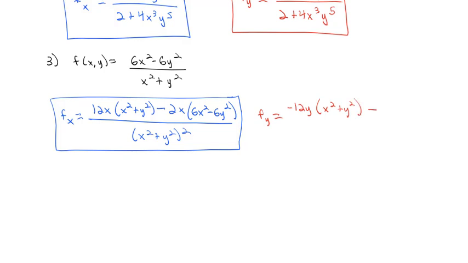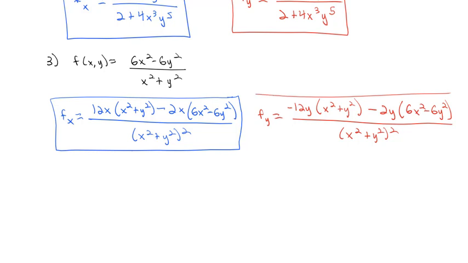minus the derivative of the bottom. Derivative of x squared is 0. The derivative of y squared is 2y times the top, 6x squared minus 6y squared, all over the denominator squared, x squared plus y squared squared. And now we've got the partial derivative of the function with respect to y. So that's all there is to a partial derivative. You treat the other variable like it's a constant and take our derivatives like normal.